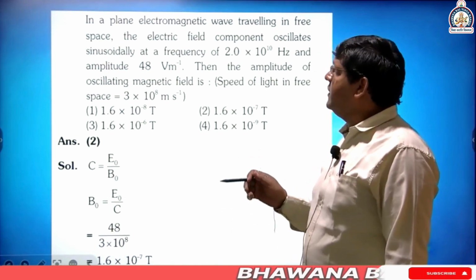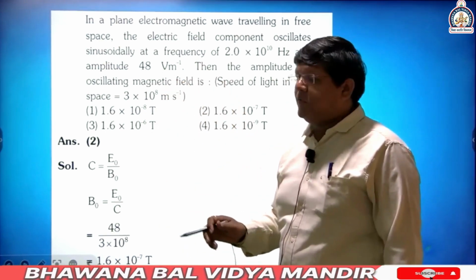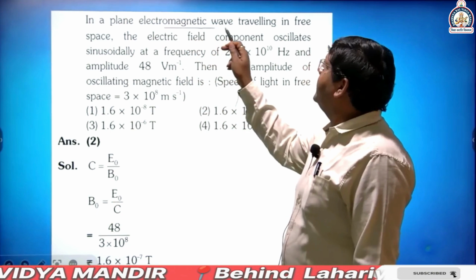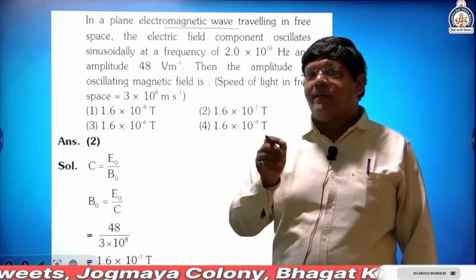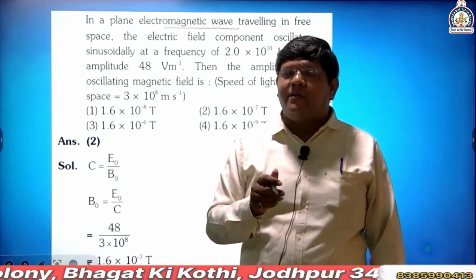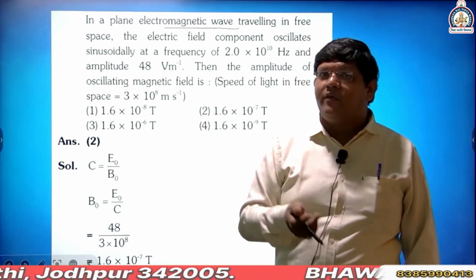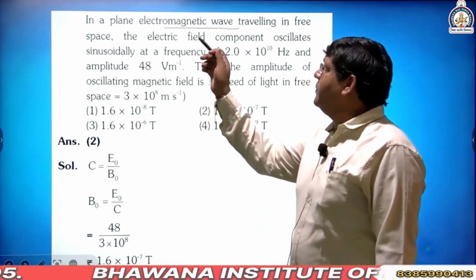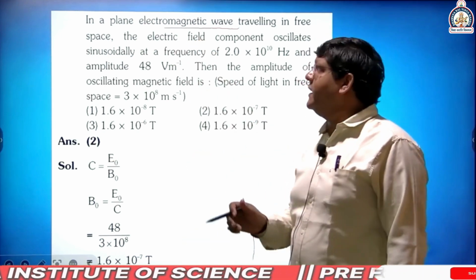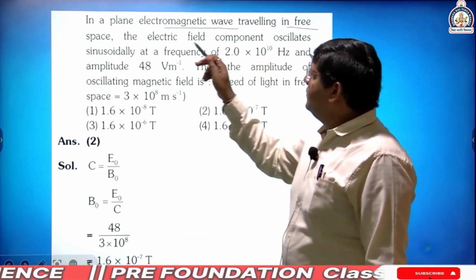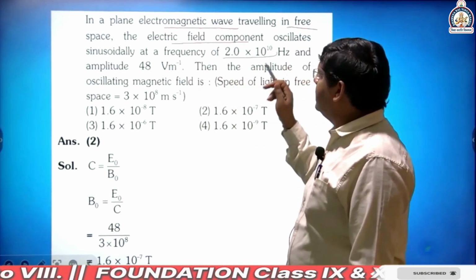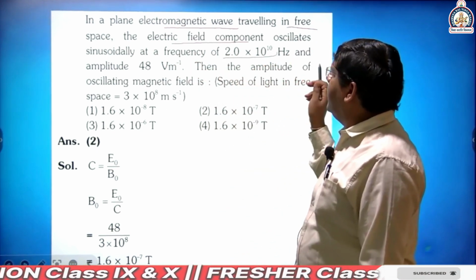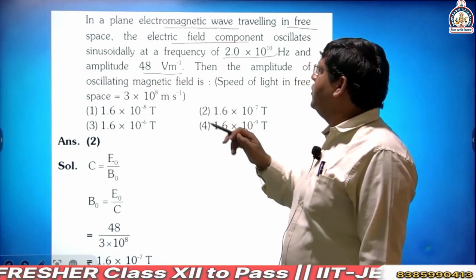The next part is related to EM waves, that is electromagnetic waves. In a plane electromagnetic wave, we know an electromagnetic wave is a combination of electric field and magnetic field which are propagating perpendicular to each other, traveling in free space. The electric field component oscillates at a given frequency. This is the value of the electric field component, and the amplitude is this value, volt per meter.